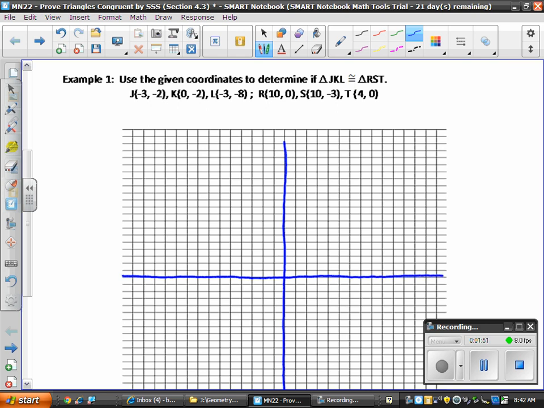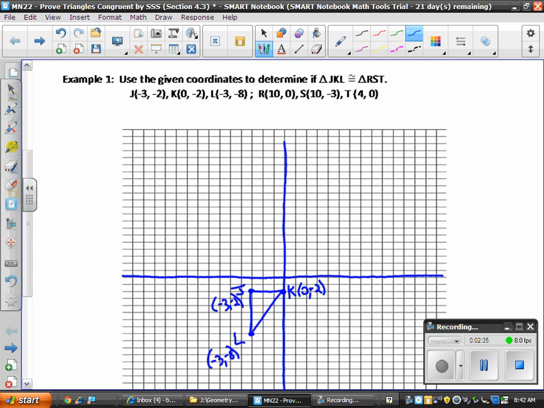And I'm going to plot J, which is -3, -2. I'm going to label that as J. K is 0, -2. L is -3, -8. And there's one of my triangles. And if you note, we've got horizontal and vertical legs, which means you've got a right triangle.